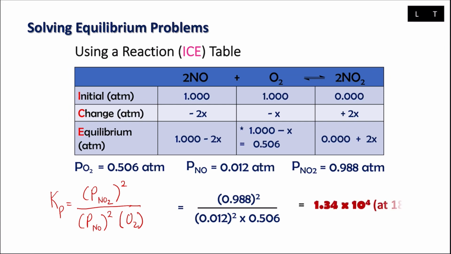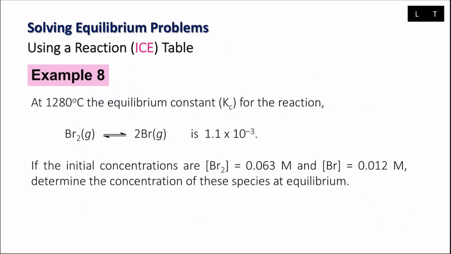You will have 1.34 exponent 4 untuk KP at 184 degree Celsius. Ini adalah temperature yang diberikan daripada soalan. So mari kita try last example untuk ice table.